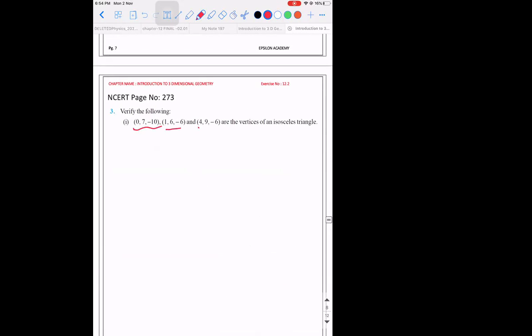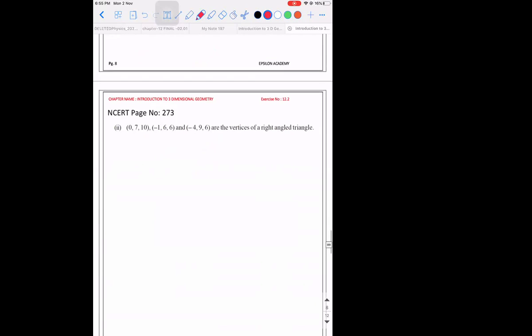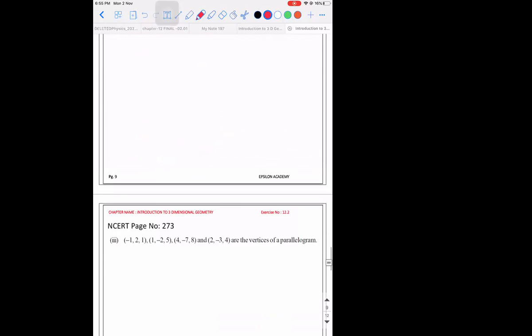Vertices of an isosceles triangle, what are we supposed to do? A, B, C. Find AB, find BC, find AC. If AB is equal to AC, or BA is equal to BC, or CA is equal to CB, if any two sides are equal, then they are the vertices of an isosceles triangle. Right angle triangle, again Pythagoras theorem.